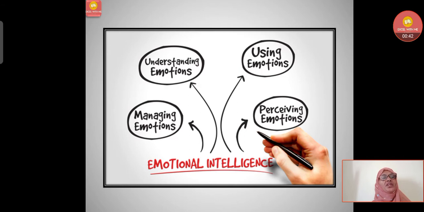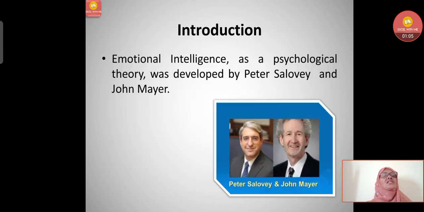Emotional intelligence. What is emotional intelligence? Understanding our emotions, our feelings, using our emotions, maybe happiness, maybe sadness, anger, stress, then managing those emotions and perceiving emotions, the different emotions we perceive during our lifetime. So let's start with the topic.